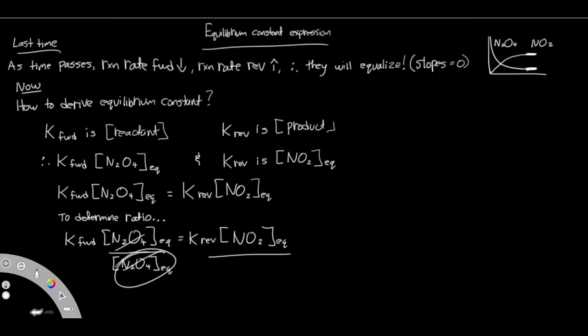Let's divide it by this, what we just did. There we go. This is it. So our K forward is going to equal what? Our K forward equals our K rev, NO2, divided by our N2O4.